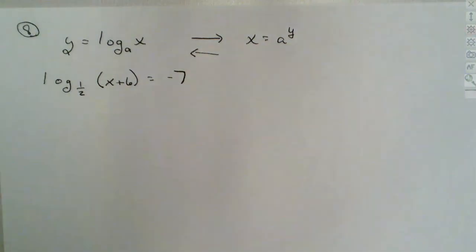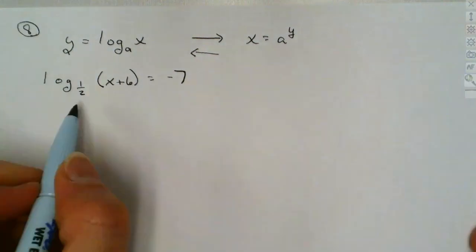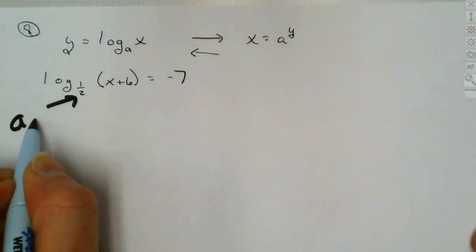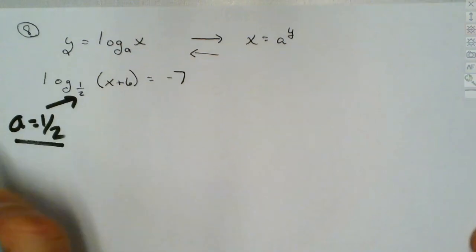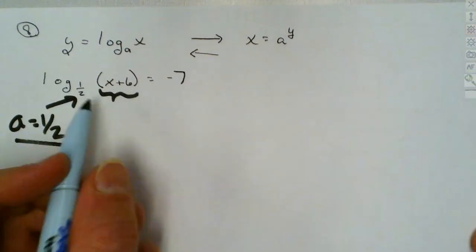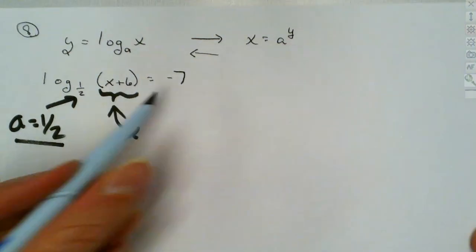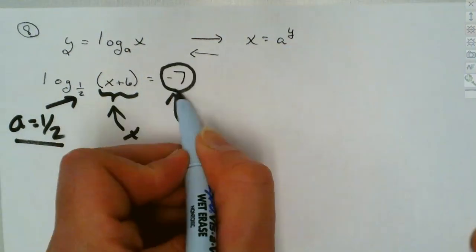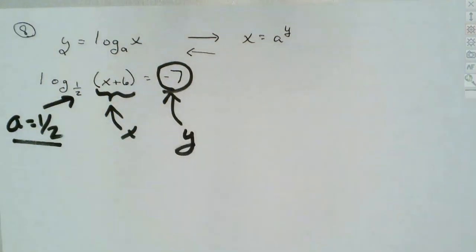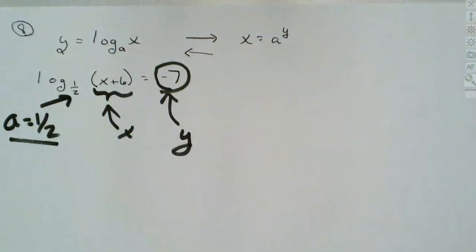So what do we need to do? Well, we need to look at our logarithm. We need to identify the pieces. We need to figure out what goes where, convert it into an exponential, and it should pretty much solve itself. So let's now go ahead and label our pieces. So the a is the base, and that's going to be a half. This entire part right here, that is your x. And the negative 7, well, that should be your y. So let's convert this and see what we've got now.